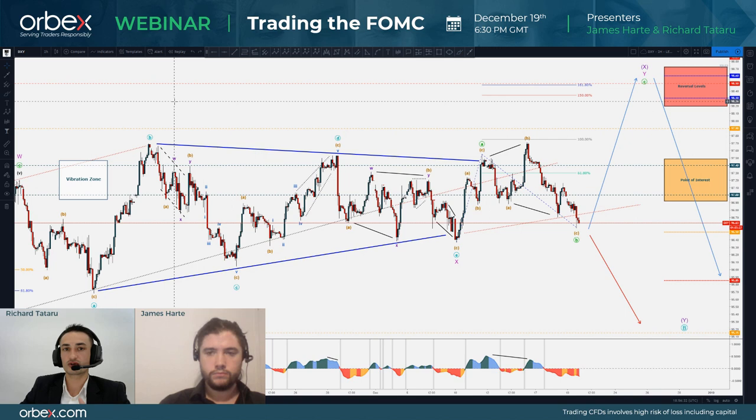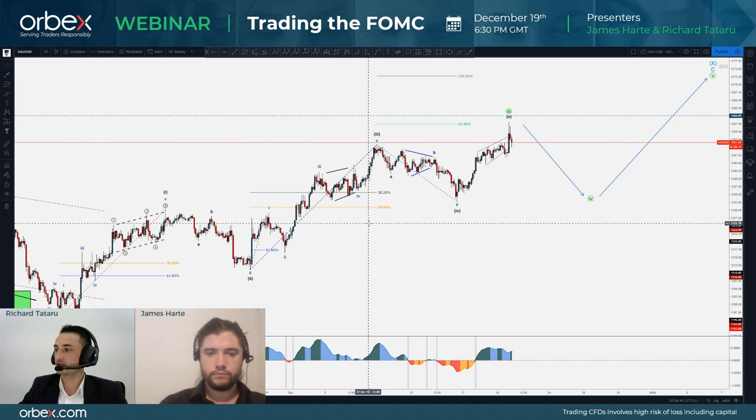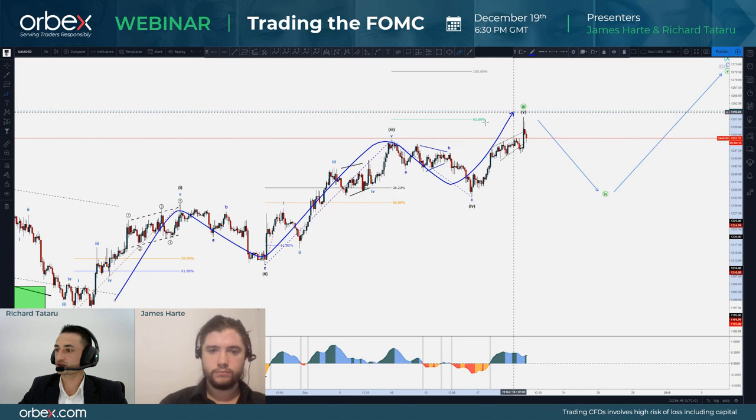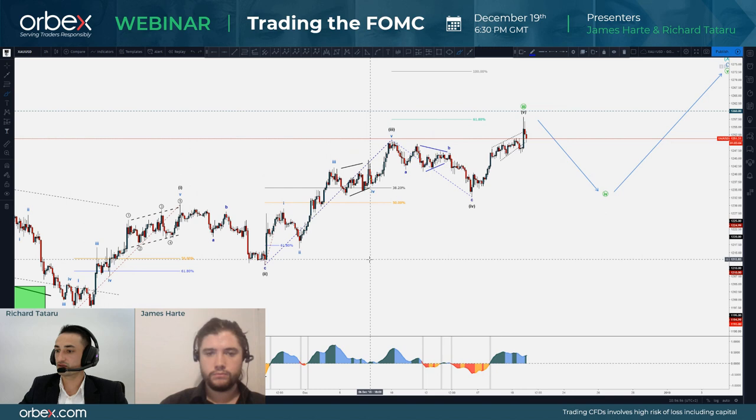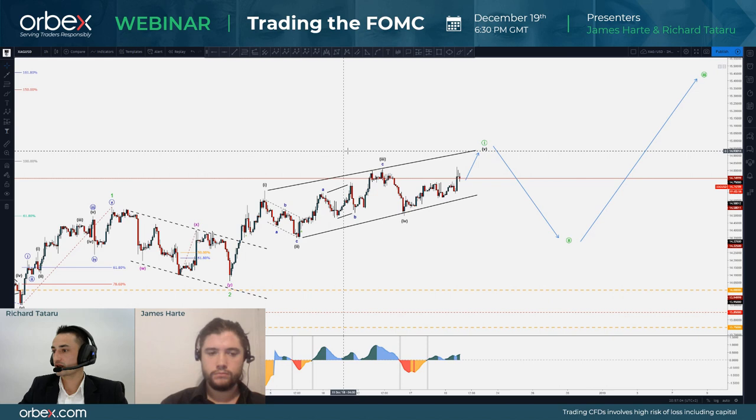Just gonna quickly run through the others. So let me just jump on the metals right here. As you can see, I'm labeling a five wave sequence right here. This could be a leading diagonal as well, in a five wave sequence, but it would need a retracement before more upside could be granted. And now silver, also on the 2-hour chart, also a possible leading diagonal.